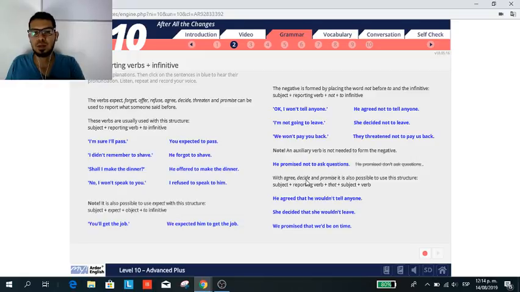With agree, decide, and promise, it is also possible to use this structure: subject plus reporting verb plus that plus subject plus verb. Examples: He agreed that he wouldn't tell anyone. She decided that she wouldn't leave. We promised that we'd be on time. So we can use that also.